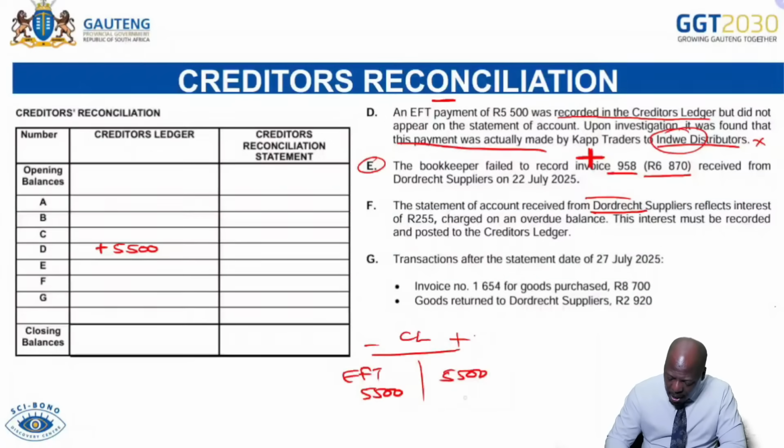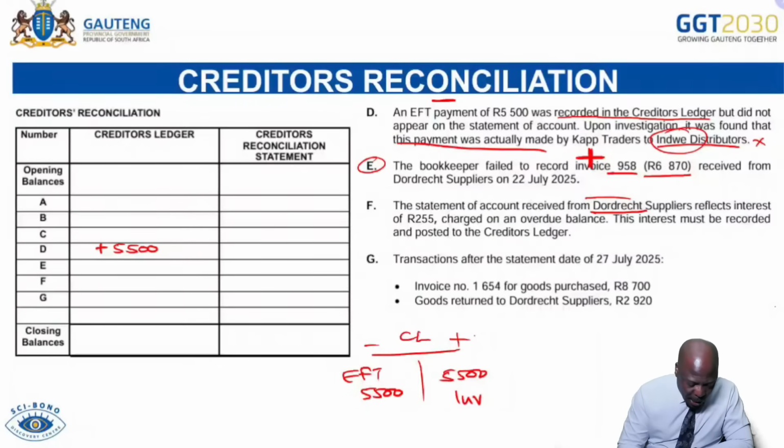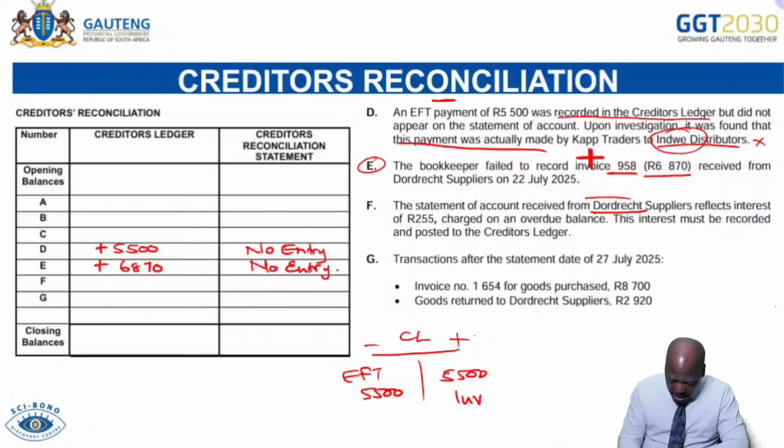Remember, our invoices are over here. So the bookkeeper failed to record an invoice received from them. So what do we do? We must come and record it ourselves. So we come, then we say plus, how much? 6870. And someone was saying, but Mr. Simbi, you are not showing us no entry. That means here it's going to be no entry. Here it's what? No entry here. Thank you for reminding me that.